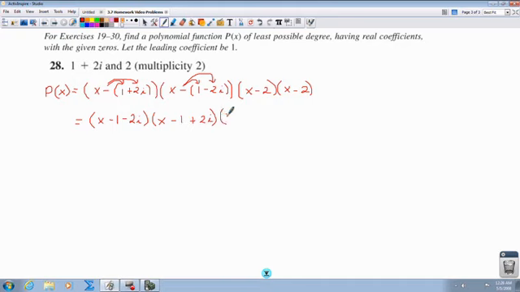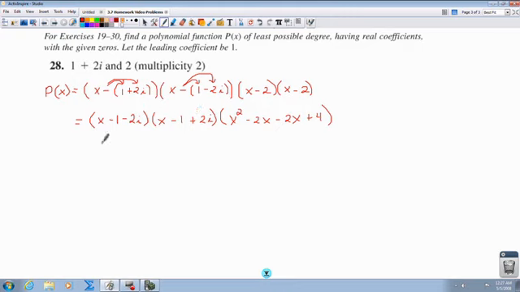And I'm going to go ahead and start multiplying these factors together. This is x times x, which is x squared. x times negative 2 is negative 2x. Negative 2 times x is negative 2x. And negative 2 times negative 2 is positive 4.